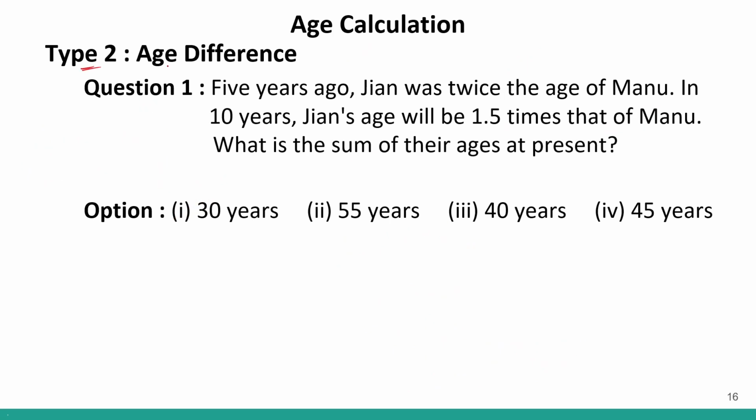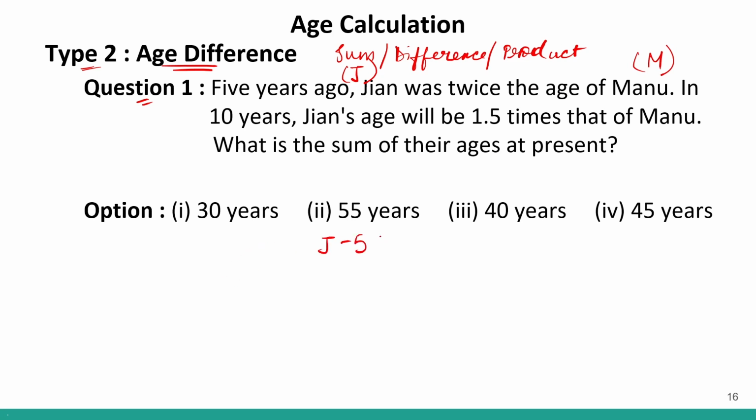Now type 2, age difference. So ages of certain people are given and we have to either find their sum or their difference or their product. Okay? Now, question number 1. 5 years ago, Jian, let's say the present age is J, was twice the age of Manu, let's say M. So 5 years ago, so J minus 5, he was twice the age of Manu, M minus 5.